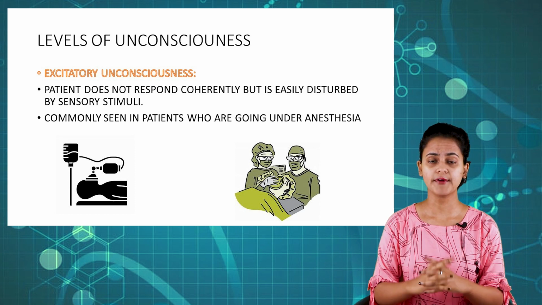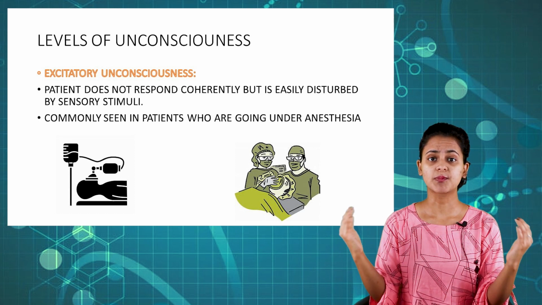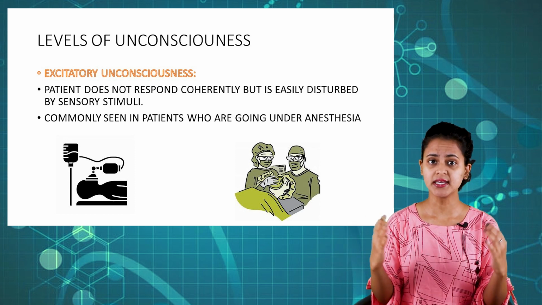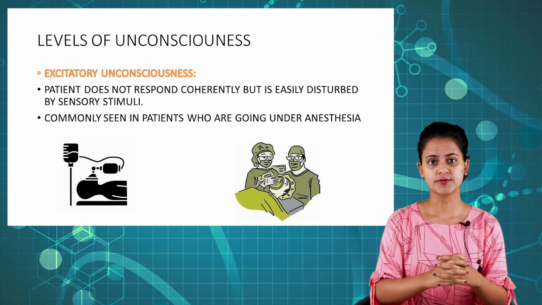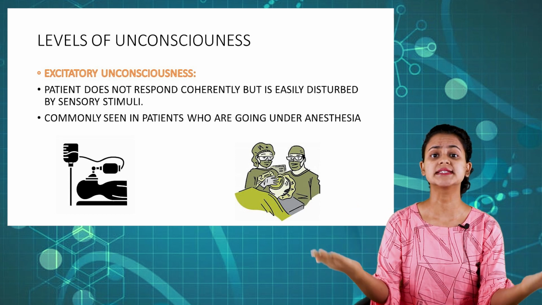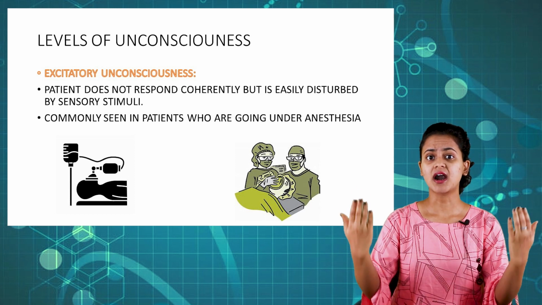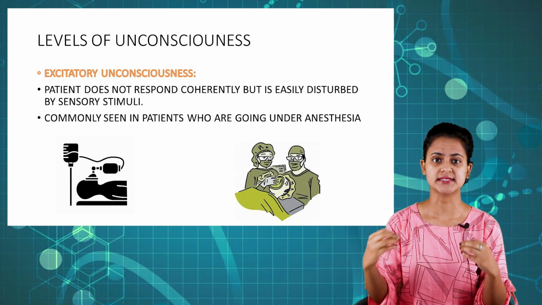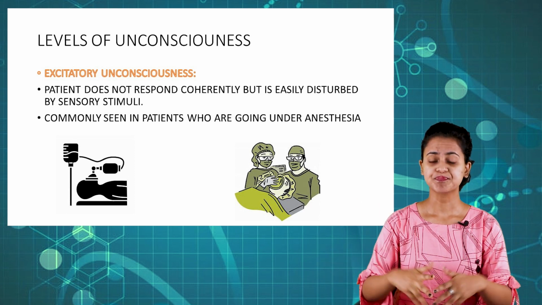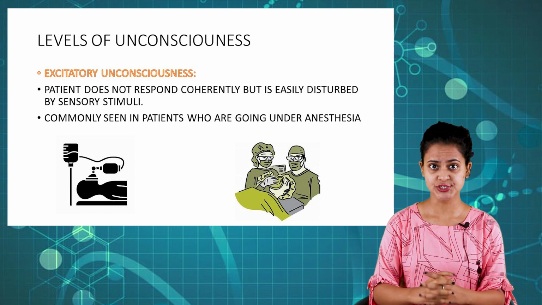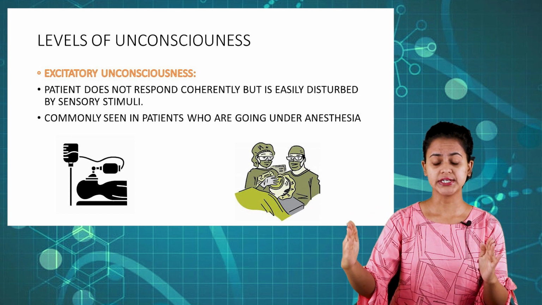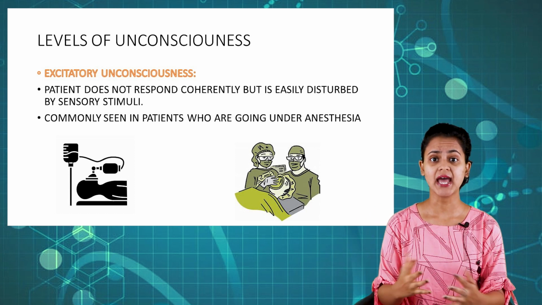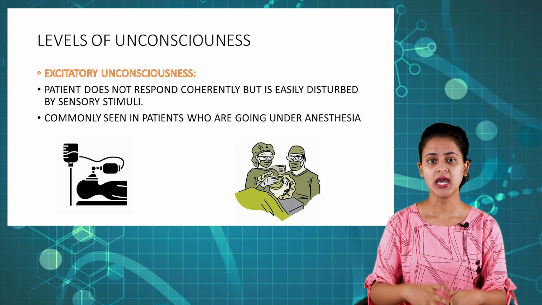The example of excitatory unconsciousness is a person who is recovering from anesthesia. Maybe a client who has undergone a surgery. Once they are finished with the surgery and shifted into the post anesthesia care unit, while recovering from the anesthesia for some duration of the initial period, the client will be in a phase which we can term excitatory unconsciousness.